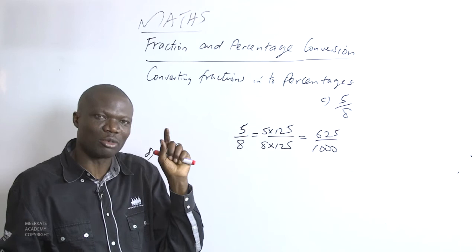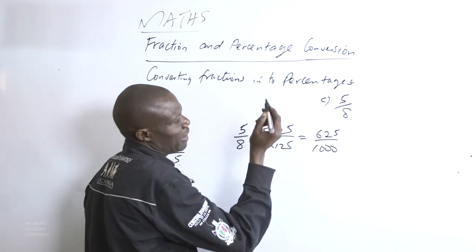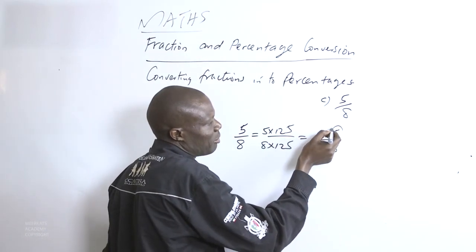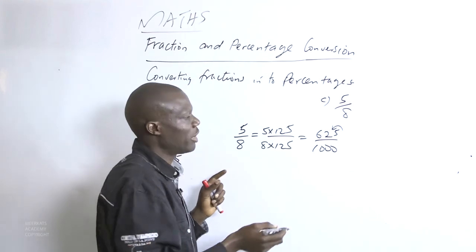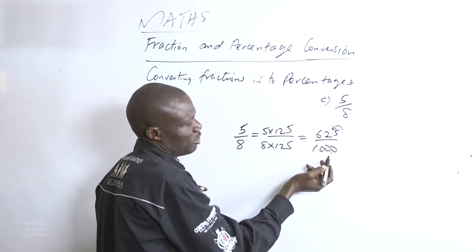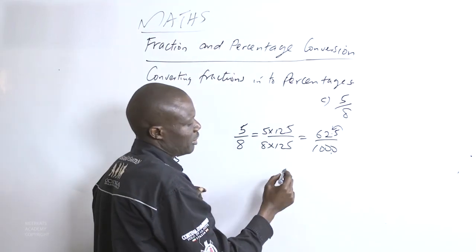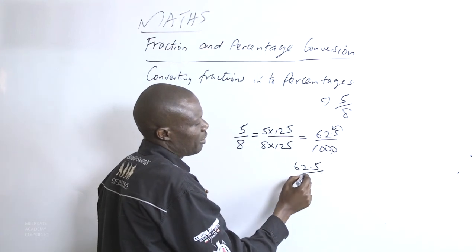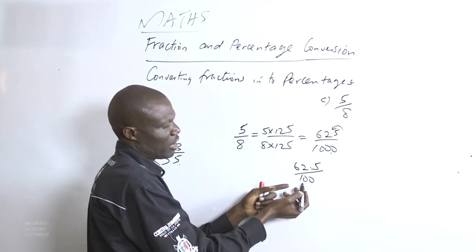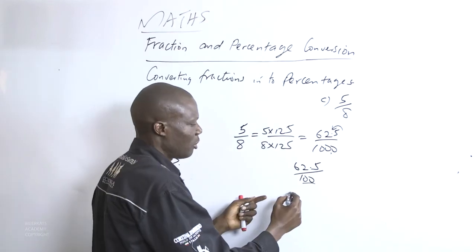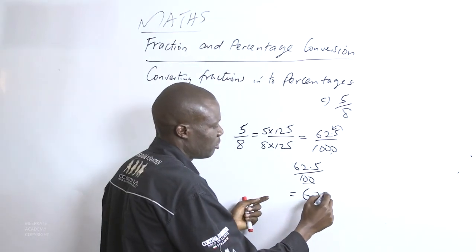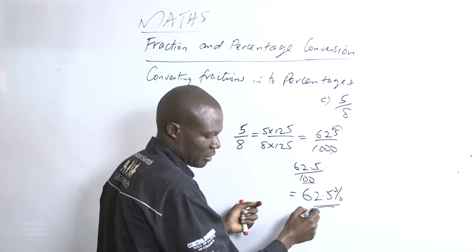The denominator is 1,000. So we shall divide by 10, and if we divide by 10, we shall move to the left 1 decimal point and stop there. So you see, we now have 62.5 over 100. If we have 100, that is already a percentage. We can agree and say this is 62.5%.